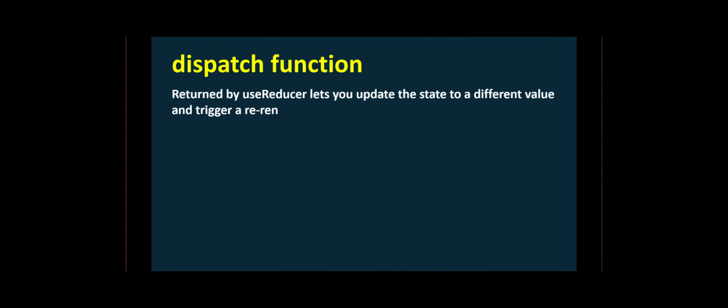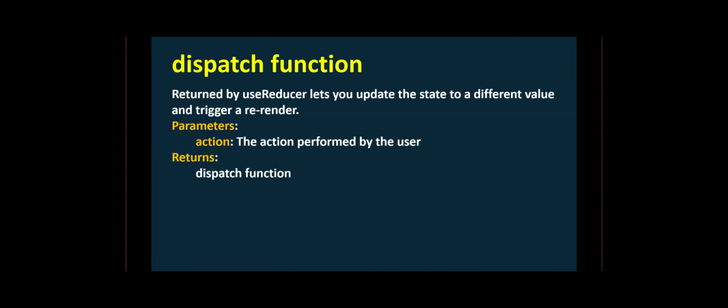Let's see what the dispatch function is. The dispatch function is returned by useReducer and lets you update the state to a different value and trigger a re-render. Dispatch function takes one argument, that is an action, the action performed by the user. And dispatch function returns no values. It doesn't have any return value. It only takes parameters. So this is all about state management tools provided by React. There is useState and then useReducer. Now let's get into the action and see the examples for both useState and useReducer.